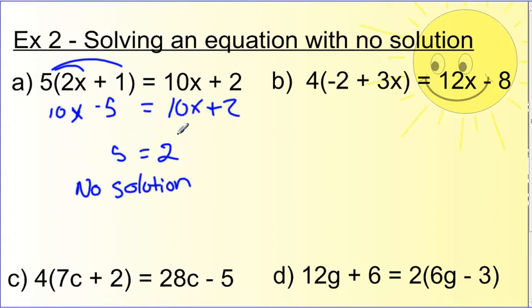Nothing. Nothing works out that way. That's why when you canceled out your variables, you get this crazy thing which does not work, and the problem has no solution. There's nothing that works in that problem. Okay?